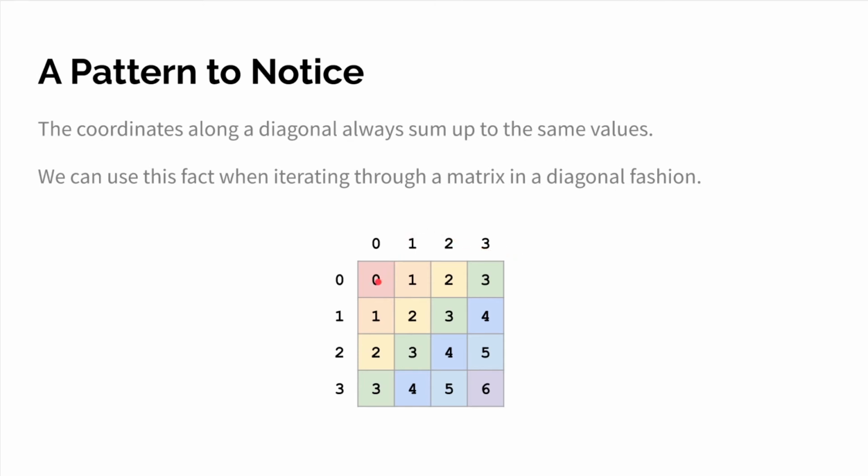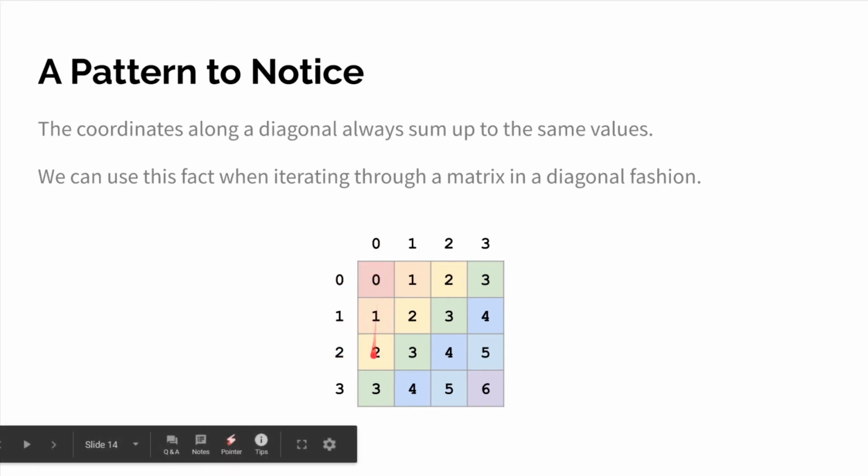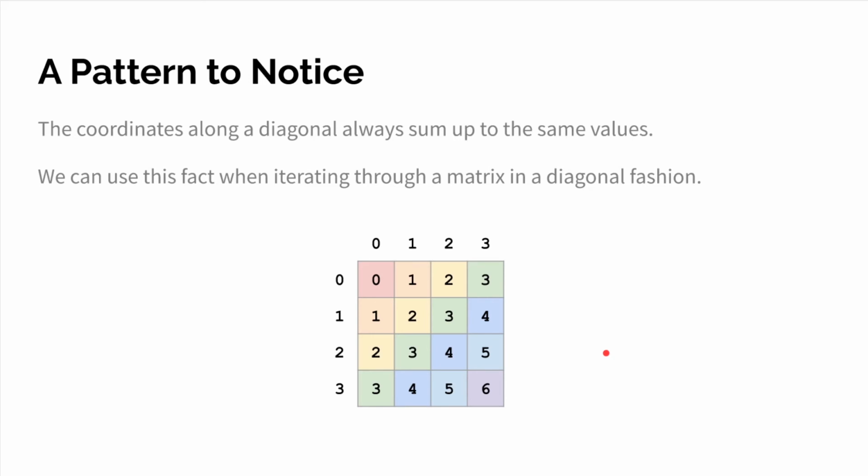So here we would have 0 plus 0 equals 0. Here we'd have 1 plus 0 equals 1 and 0 plus 1 equals 1. 2 plus 0 equals 2, 1 plus 1 equals 2, 0 plus 2 equals 2, and so on. So we can use this fact when iterating through a matrix diagonally.